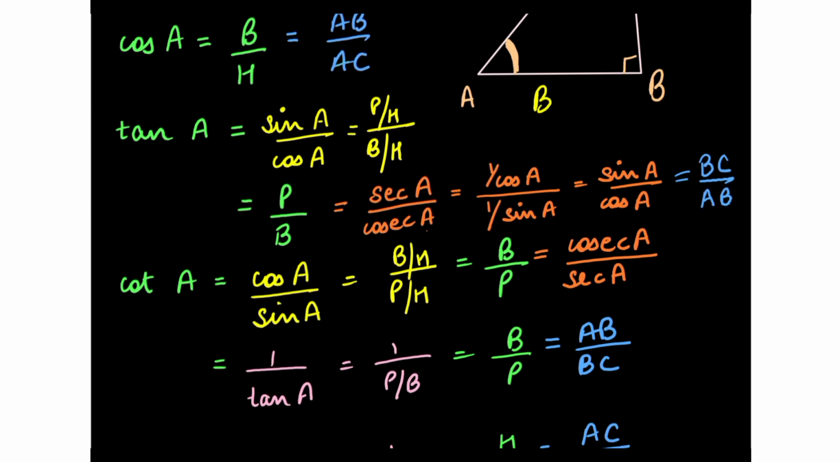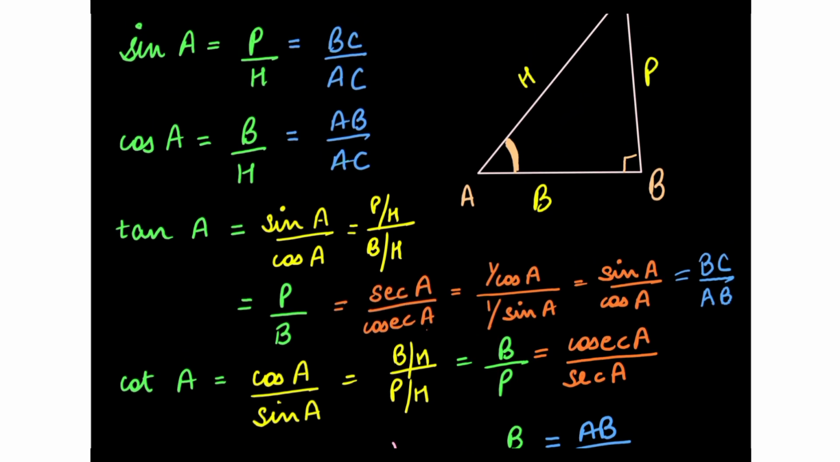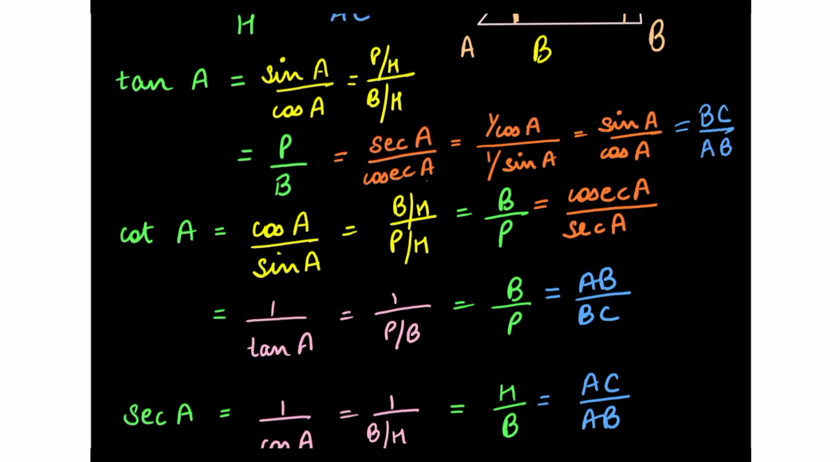Next is cot A. Cot A is base upon the perpendicular, that is AB upon BC. Also, it is the reciprocal of tan A. Cot A can also be written as cos A upon sin A.